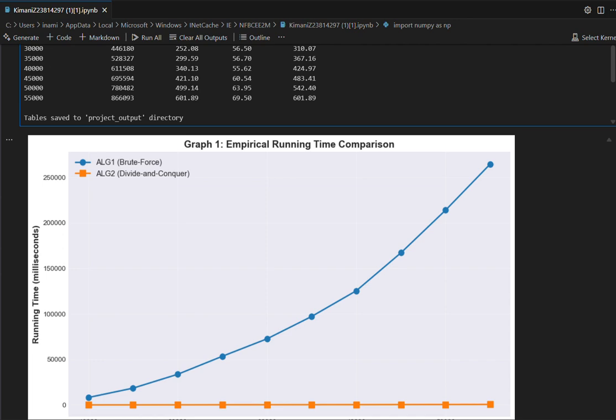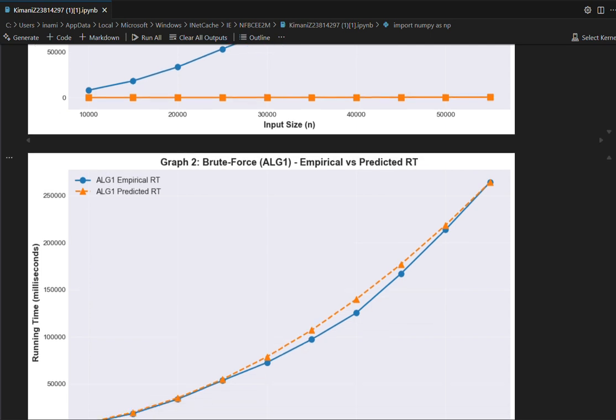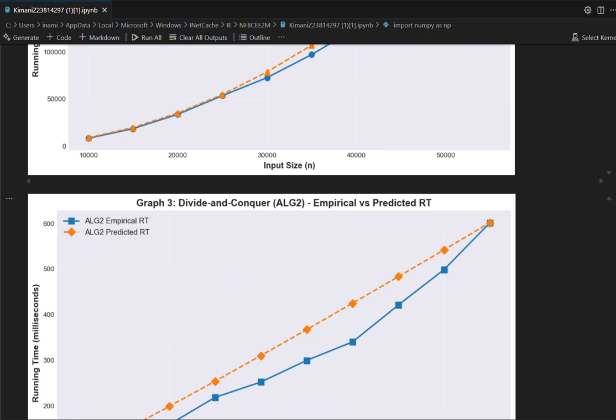Graph 1 shows the empirical running time comparison between the two algorithms. Graph 2 shows the brute force empirical versus predicted runtime for algorithm 1. And then graph 3 shows the divide and conquer algorithm empirical versus predicted runtime for algorithm 2.